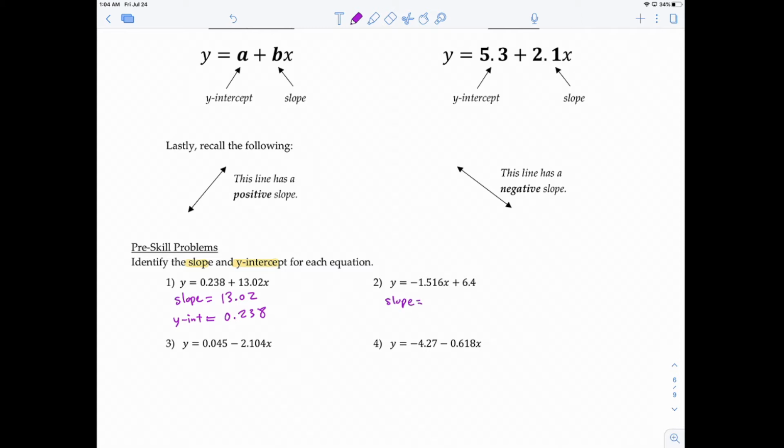Okay, let's take a look at number 2. For problem number 2, the slope is always the number in front of the x. So here's x, and the number in front of x is negative 1.516. And the y-intercept is the other number. So in this case, positive 6.4.